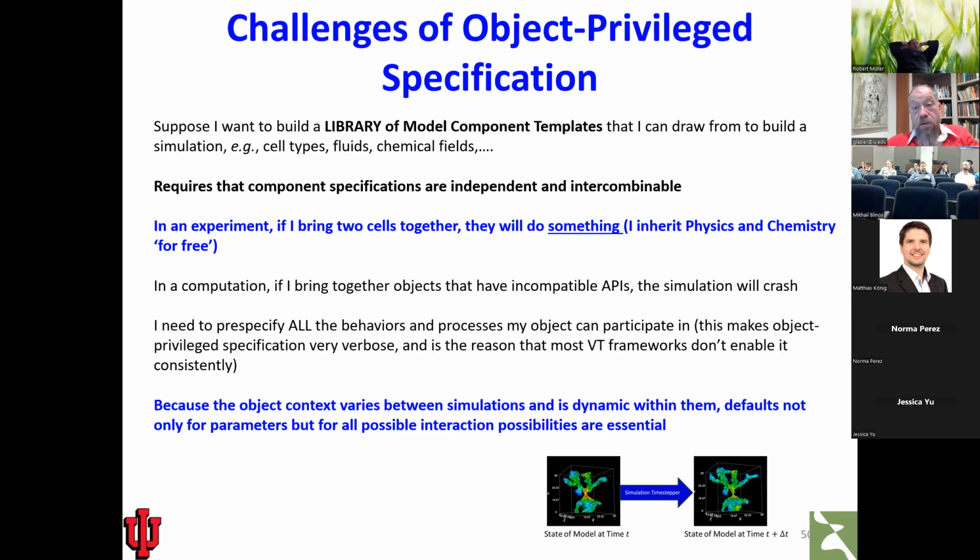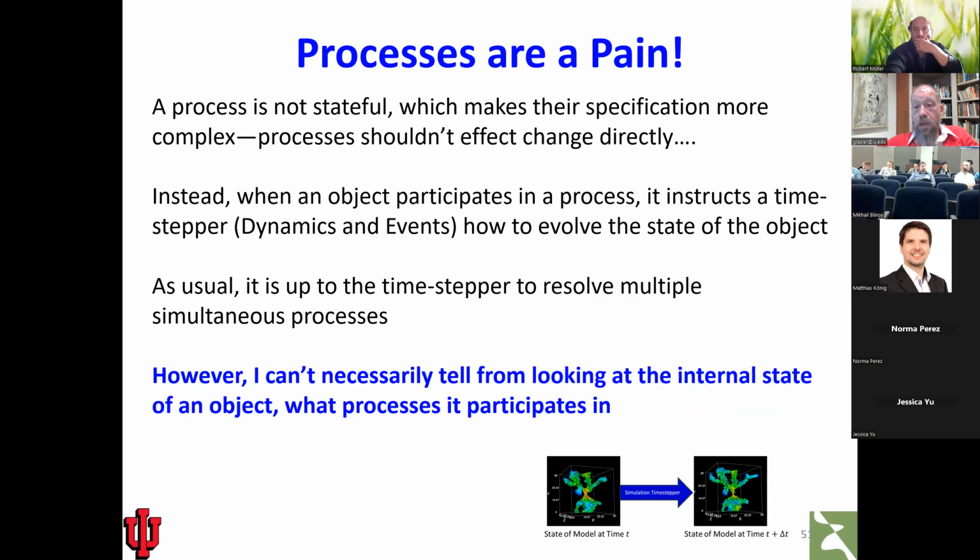That means one thing that's very important is that whatever I do, I have to have very strong defaults. Defaults not only for parameter values, but for context and situations, where if I put my object into a context that I didn't expect, it doesn't crash. I think robotics, self-driving cars can probably teach us a lot about this.